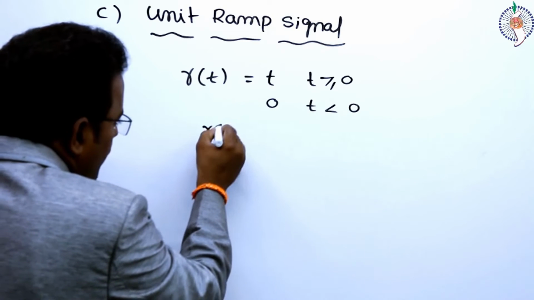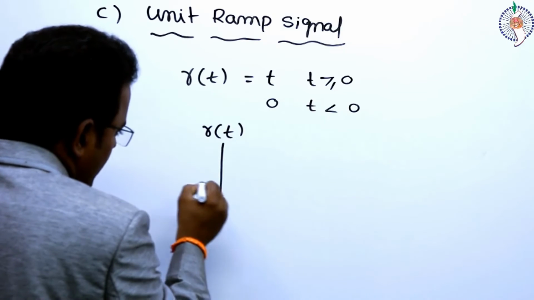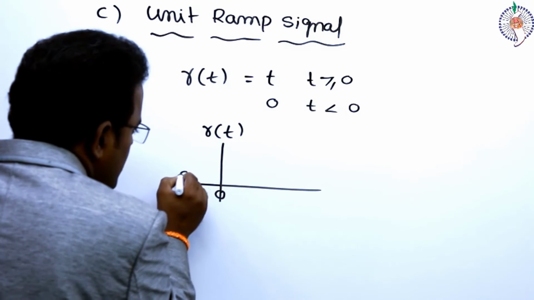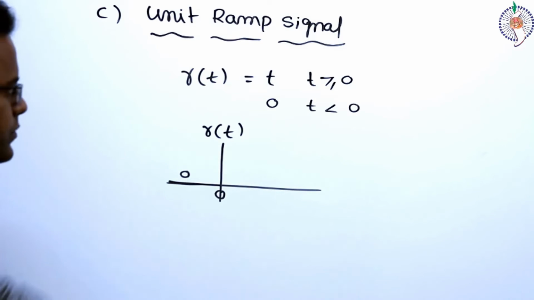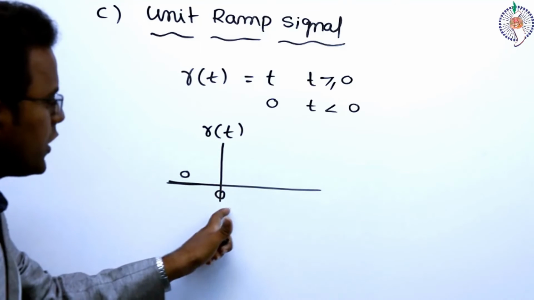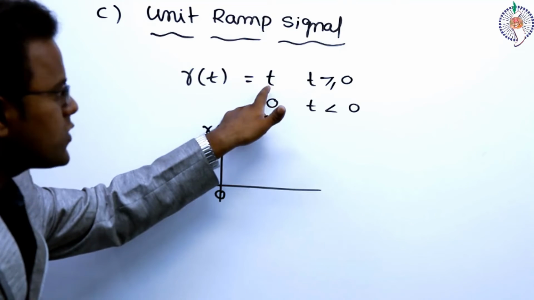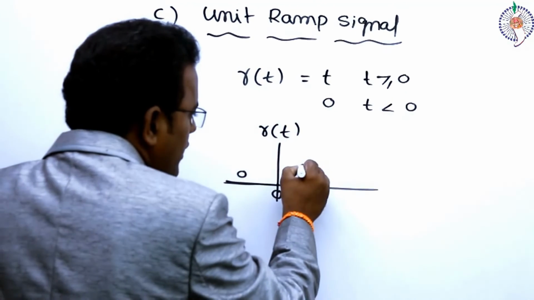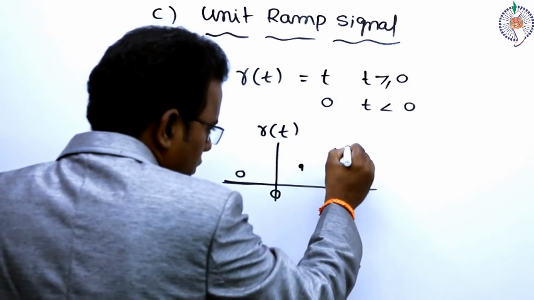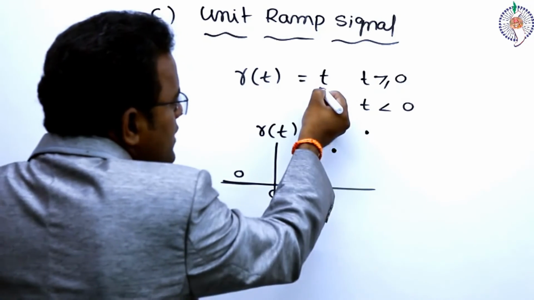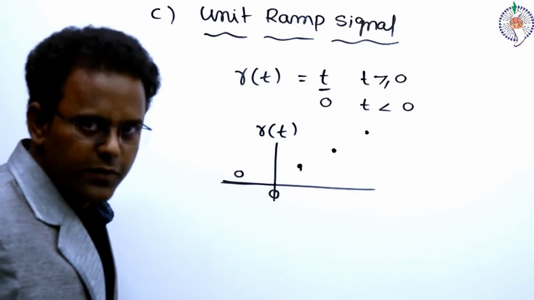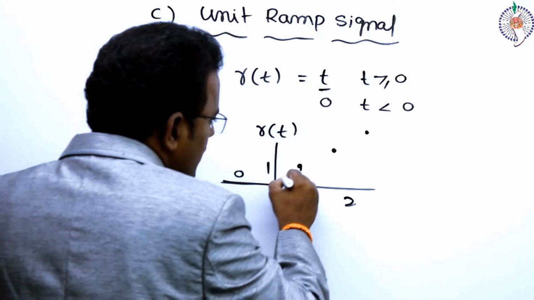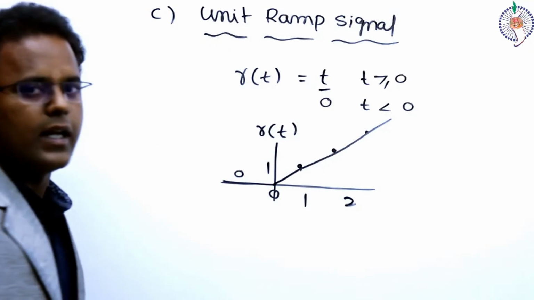If I draw the waveform of this ramp function, clearly for t less than 0, its values are 0. From 0 onwards, its values are the argument only. That is, t equal to 0, 0. t equal to 1, 1. t equal to 2, 2. 3, 3. Because its value is t itself. That is 1, 1, 2, 2, 3, 3. It means from 0 onwards, it is increasing.